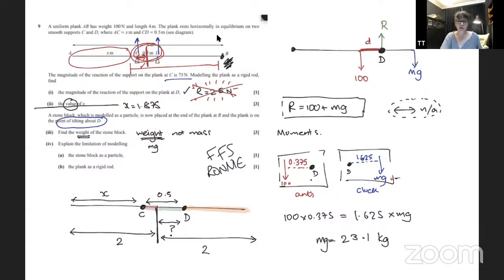Okay, I would like us to do a question which has got some resolving. Okay, so I don't think I'm going to be able to find one that isn't a ladder, but I'll have a look. So let's go back to our questions.